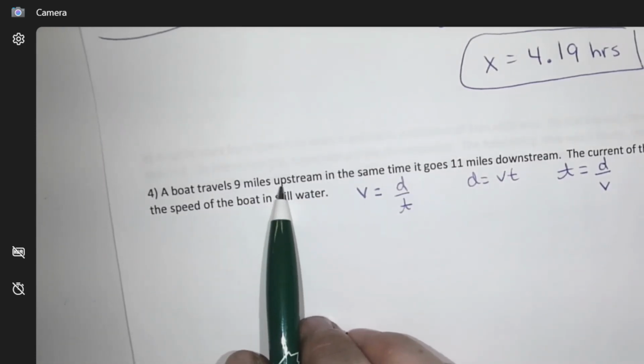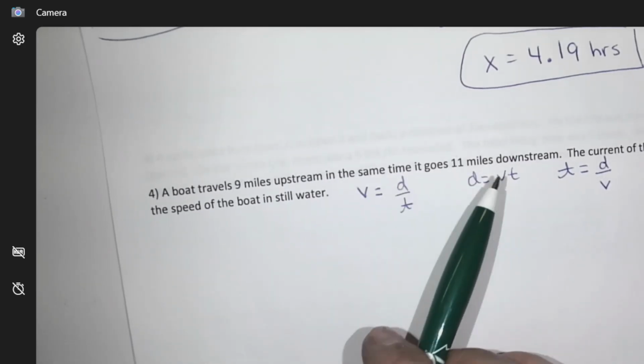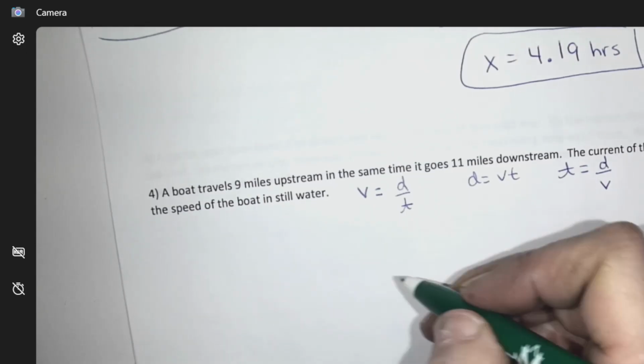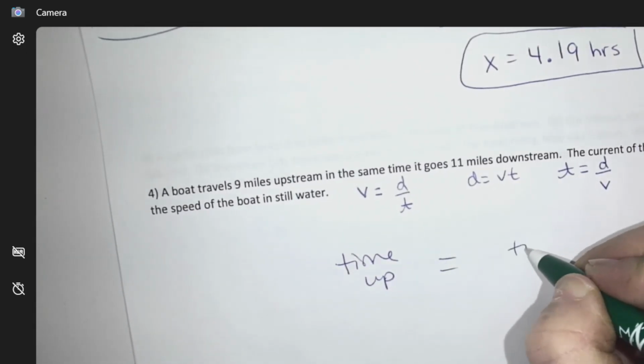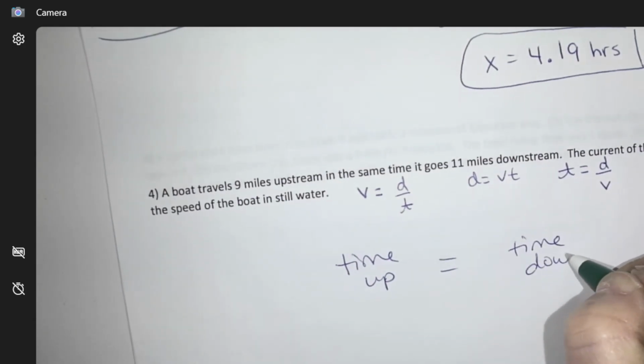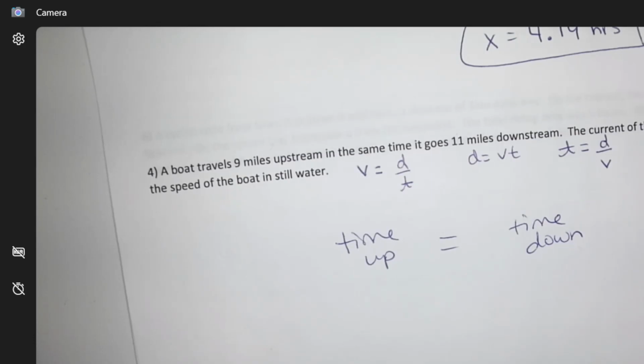Okay, a boat goes upstream in the same time that it goes downstream. So here's what we're going to do. We're going to say time up is going to equal the time down. And we're going to now pick this physics formula for time.